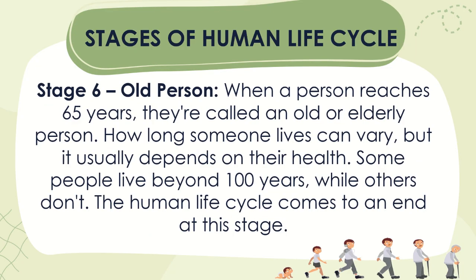Stage 6, old person. When a person reaches 65 years, they are called an old or elderly person. How long someone lives can vary, but it usually depends on their health. Some people live beyond 100 years, while others don't. The human life cycle comes to an end at this stage.